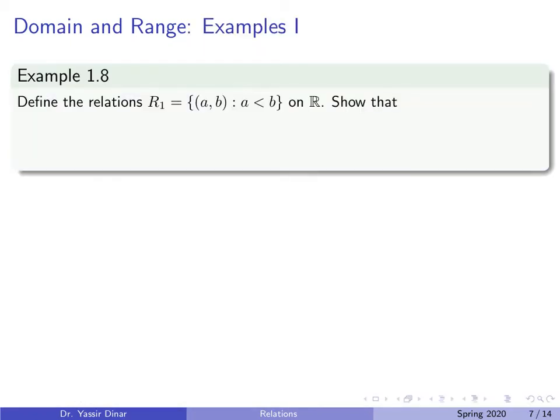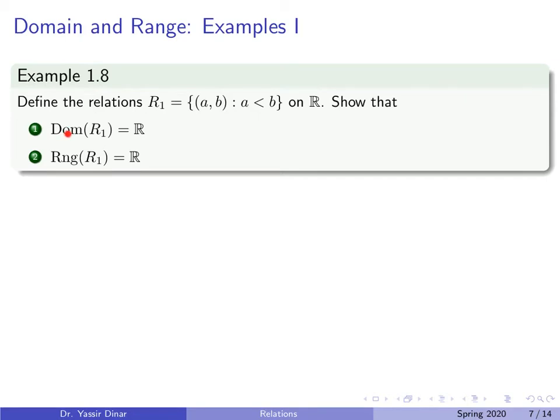Next, we look at an example of an infinite set, and here I will take the set of real numbers. I define my relation R1 to be the set of all pairs A, B, such that the first coordinate is less than the second coordinate. In this example, we want to show that the domain of my relation R1 is the set of all real numbers, and the range of R1 is also the set of all real numbers.